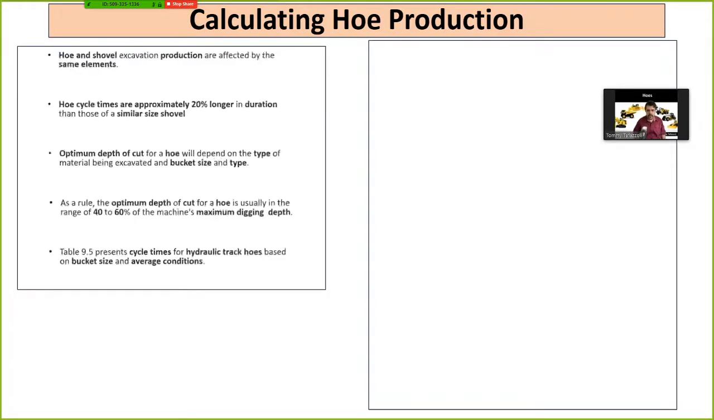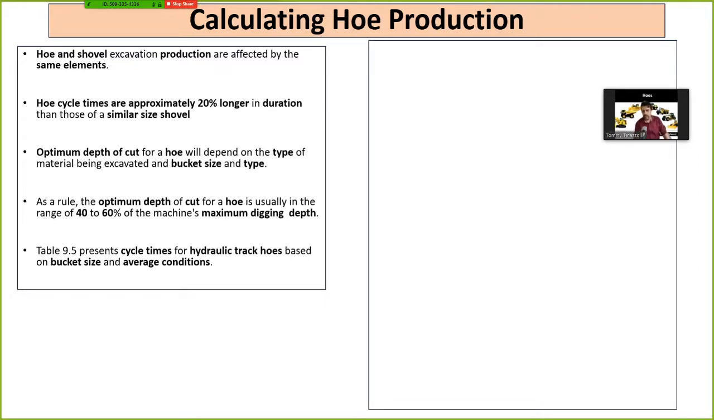All right. So let's say we want to know the productivity of a hoe. What should we do? Technically, hoes and shovels have the same mechanism to find their productivity. We use the same strategy, and hoe cycle times are approximately longer compared with shovels. It means shovels are comparatively quicker machines compared with hoes, because hoes are 20% less quick.